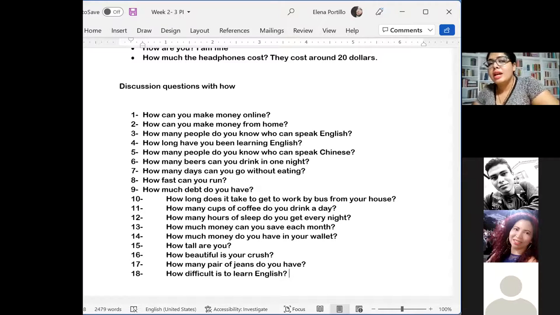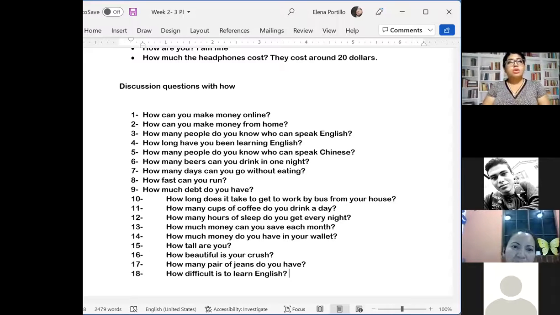You can express your thoughts about that person, and you can describe her appearance. Then we have, how many pairs of jeans do you have? In this question, we can use it as an example. And the last one, how difficult is it to learn English? In this case, you can talk about your experience learning English or learning a new language. And you can add some things that you want to say about the learning process, or if you have questions, advice, and so on.